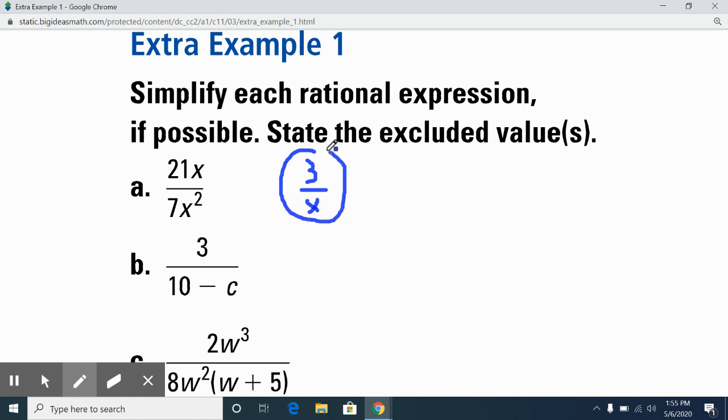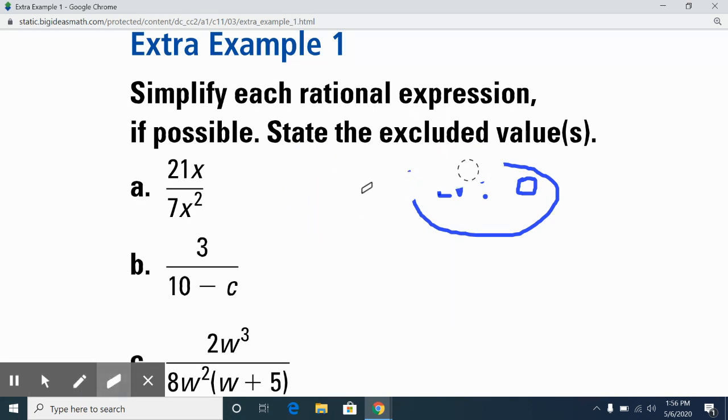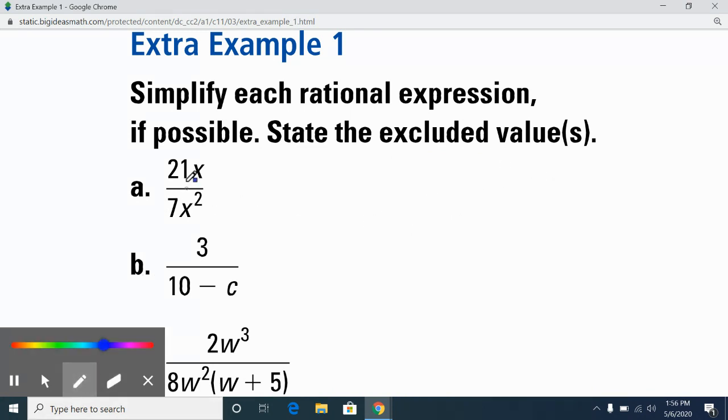It would be 3 over x, and my excluded value would be 0 in this case. Okay, so these are the 2 parts to your answer that you need. All right, now let's take a look at how the book would do this to make sense of this. Hopefully the excluded value makes sense here. It's pretty easy in this one, but here's what the book would do.